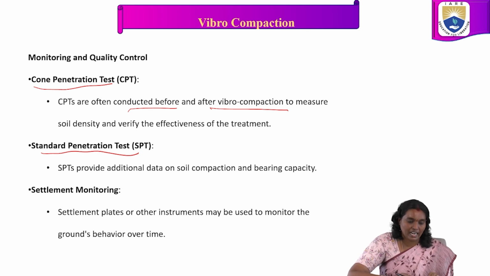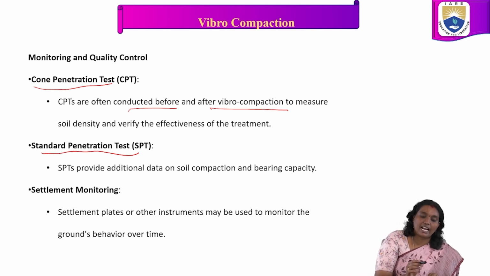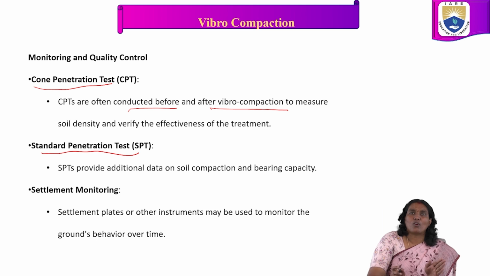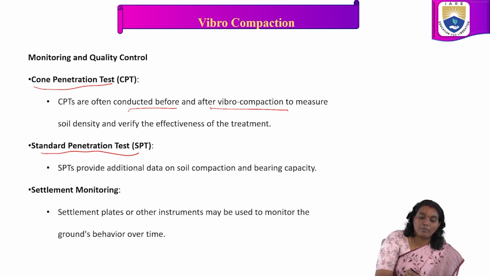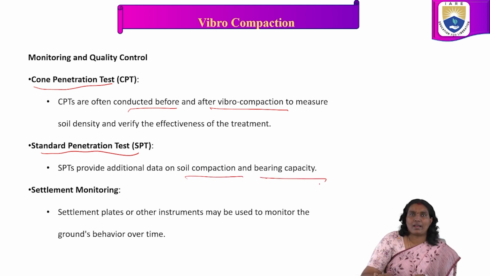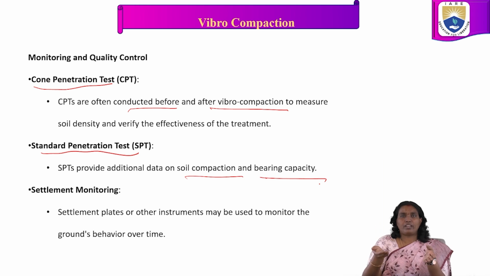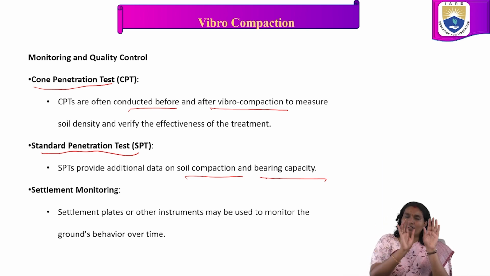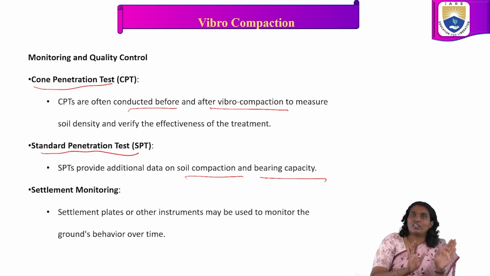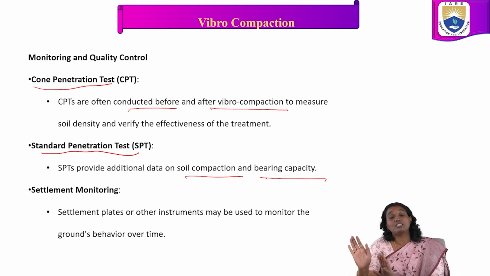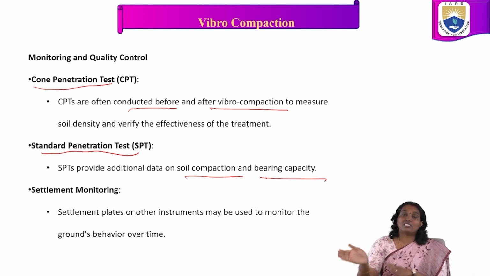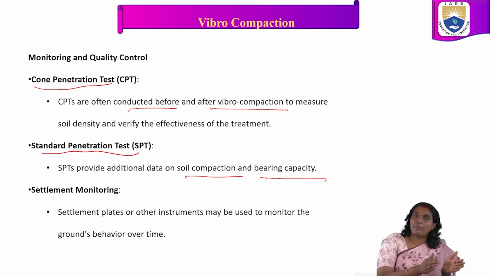The next one we are conducting is the standard penetration test. It provides additional data on soil compaction and bearing capacity. So before and after the vibro compaction, we are collecting the samples and conducting the CPT test. We are understanding how effective it is for the soil, as well as conducting the standard penetration test.